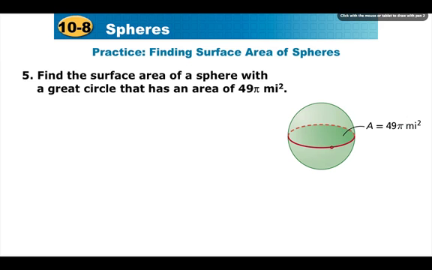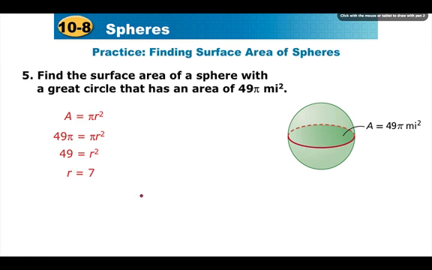So now from here I should be able to find the radius, because the area of this circle is pi r squared. The formula to find the area of the circle is pi r squared. Substitute 49 pi, solve for r, and you end up with r equals 7. Divide both sides by pi, and you should be able to follow.